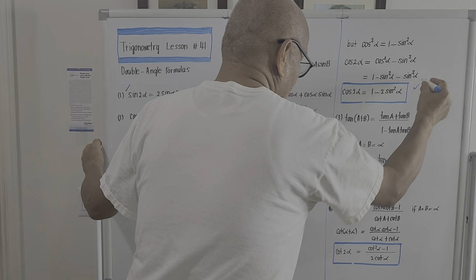And the last one for this afternoon, cotangent of twice alpha. Okay, it will be cotangent square of alpha minus 1 over twice cotangent of alpha. It is actually the reverse of the tangent. What's the denominator here will be the numerator under cotangent. So cotangent square of alpha minus 1 over twice cotangent of alpha, and it's actually this one.